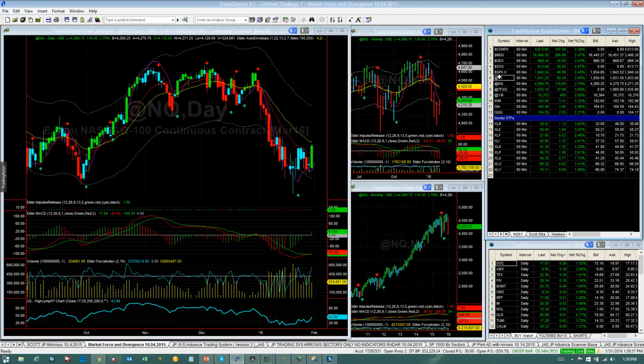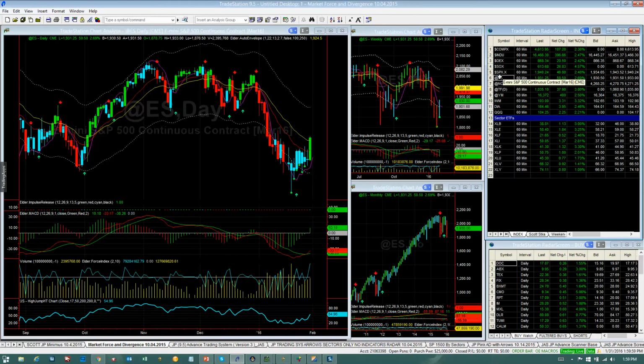Now we'll do the futures. Let's start with the E-minis. So a couple of things that I see here. The first thing is I see that we've now entered a buy signal on the E-minis on a daily. Interestingly, we're still in a sell signal on the weekly, but a buy signal on the monthly. So here's where those countercurrents start to occur.